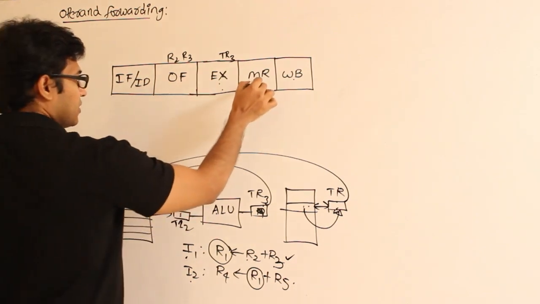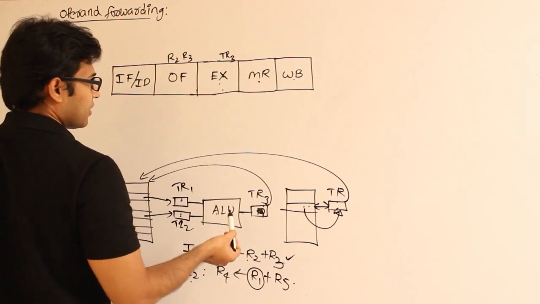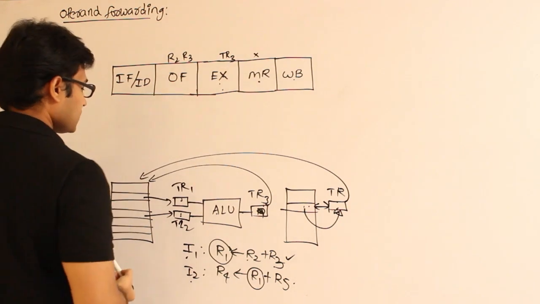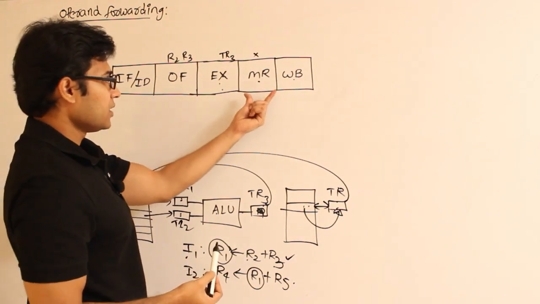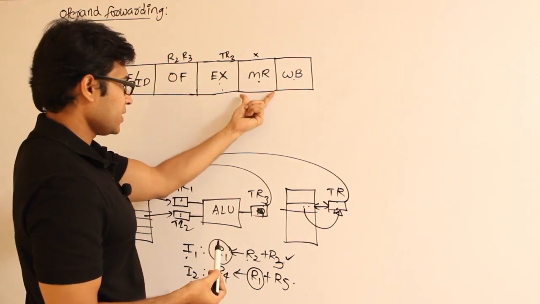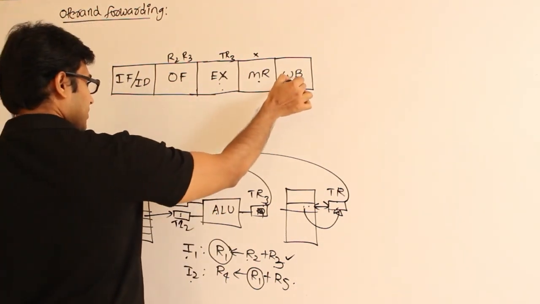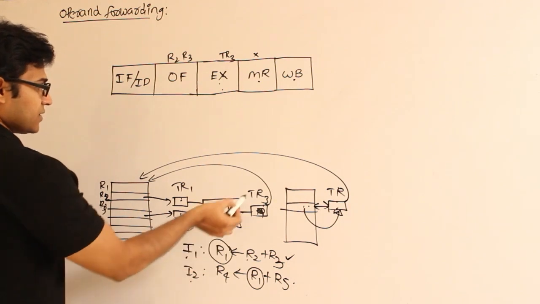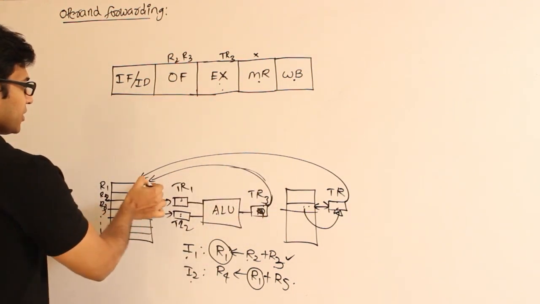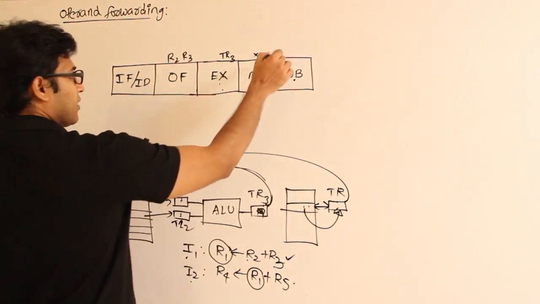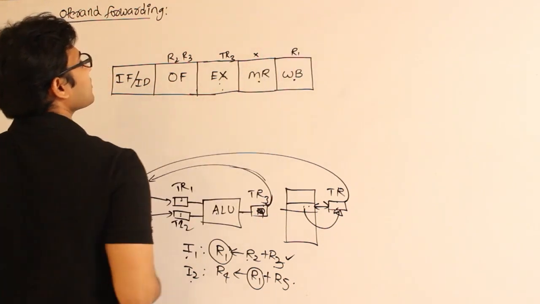And in the memory read, there is no memory read or memory write, therefore memory reference is not required for this instruction, but still it will be included there, which means one pipeline stage will not be doing anything for this particular instruction. And during the write back, this is the phase in which T3 will be written back to the register file, which means finally R1 will be available here. Got it?